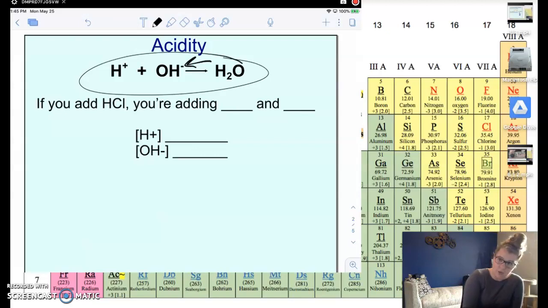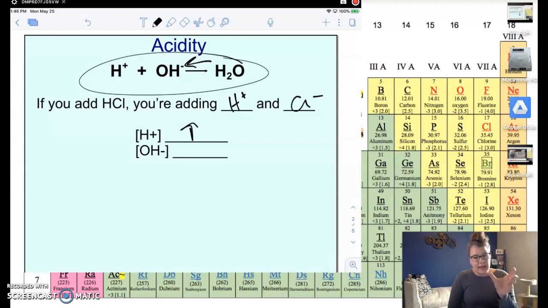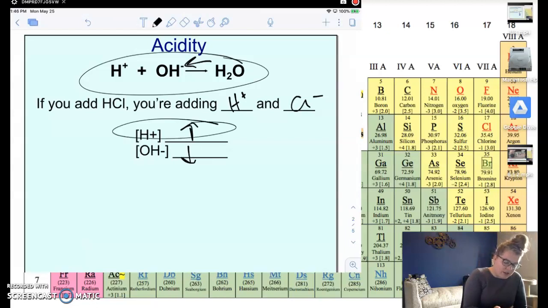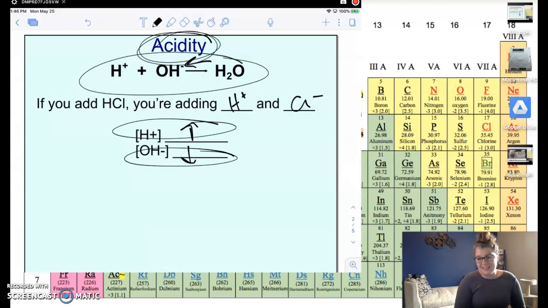So if I'm adding hydrochloric acid to a pure water substance, I'm adding hydrogen ions and I'm adding chloride ions. Those are negative, which means the hydrogen concentrations are going to go up. Now, if that K value is going to stay the same, even though I'm changing the environment and the H's are going up, by proxy, the hydroxide ion concentration needs to go down as a result. So if there's more H's and less OH's, that's what's going to make this ultimately acidic in nature.